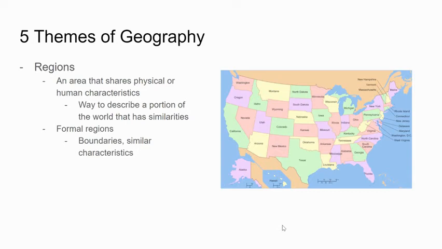The first way we talk about regions is through formal regions. So this is when we talk about specific boundaries or similar characteristics, formal characteristics. So I'm talking about political boundaries. Where are cities? Where is the line for states? How about different countries? You can also talk about formal regions. If I'm talking about the Rocky Mountain region, I am talking about anything that is along the Rocky Mountains. It's a very specific area that I am going to be looking at and studying.